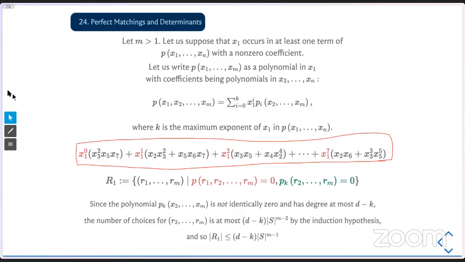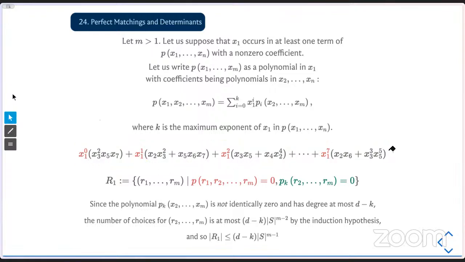So you're now going to be thinking of these guys as these other polynomials in x2 to xm minus 1. We're going to be thinking of those as coefficients of x1. So is this regrouping making sense? Yeah. Okay, awesome.